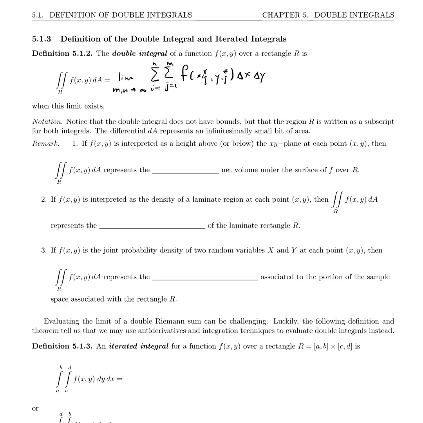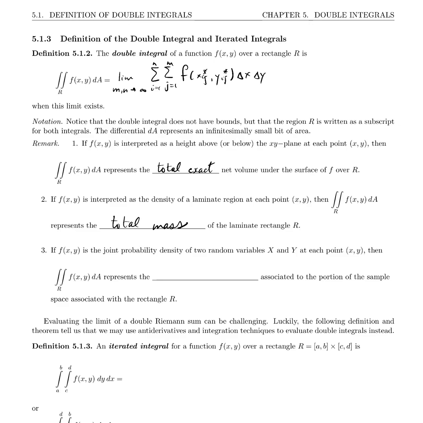A couple of remarks. As we saw in the last video, if f of x, y is interpreted as a height either above or below the xy plane at every point x, y, then the double integral represents the exact net volume, net because the volume is signed, since f of x, y can be plus or minus. So it's the volume under the surface of f over this rectangle R. There are other interpretations, as we've seen in previous videos as well. If f of x, y is interpreted as a density of a laminate region, a very thin region R, at a point x, y, then the double integral represents the total mass of the laminate region R.